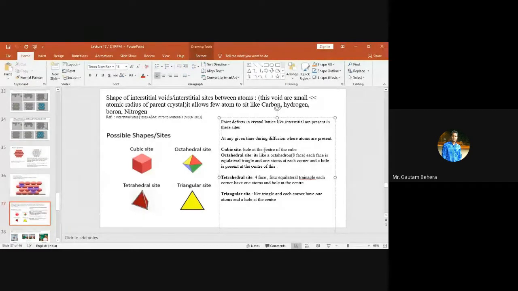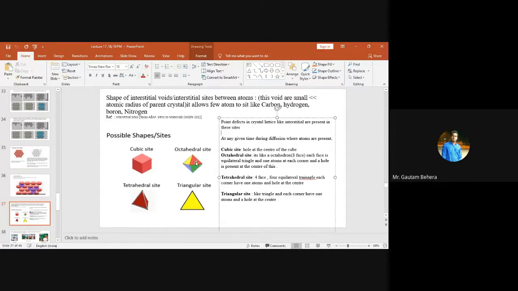Now, the cubic site, just have a look. A cubic site means a hole at the center of the cube. That means atoms are sitting at the corners of a cube, and the center of the cube will be a hole, so that is a cubic site. What is an octahedral site? An octahedral site is like an octahedron. Octahedron means 8 faces will be there, and each face is an equilateral triangle. Just have a look. The center of this structure is the octahedral void, or octahedral interstitial site. That means atoms will be sitting at the corners.